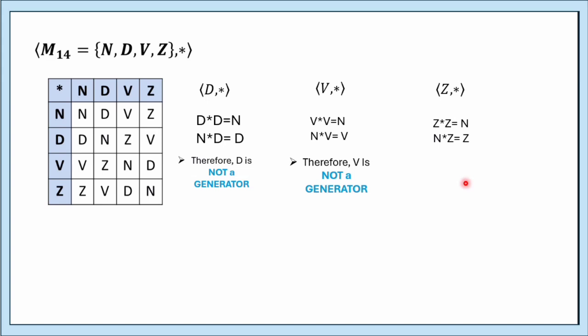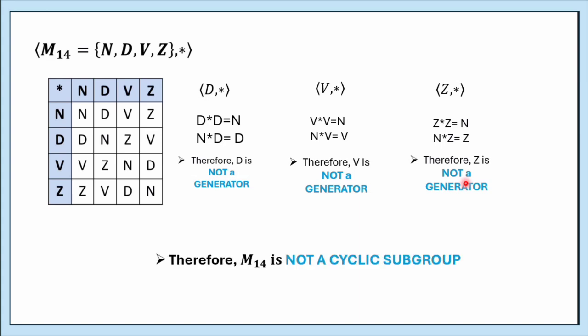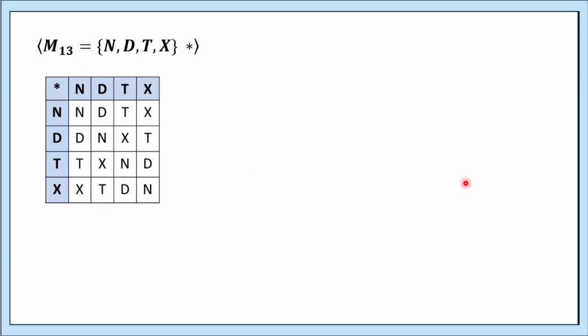For Z, we have Z star Z is equal to N, and N star Z is equal to Z. Since Z failed to generate all the elements of the set, Z is not a generator. Since M sub 14 doesn't have any generator, it is not a cyclic subgroup. Next, we have M sub 13 is equal to the set of N, D, T, and X under the binary operation star. So for D, we have D star D is equal to N, and N star D is equal to D. Therefore, D is not a generator since it failed to generate all the elements of the set.